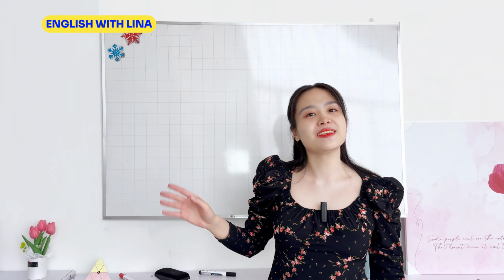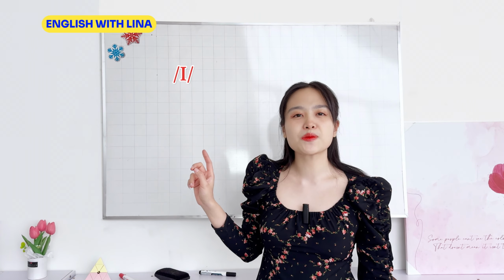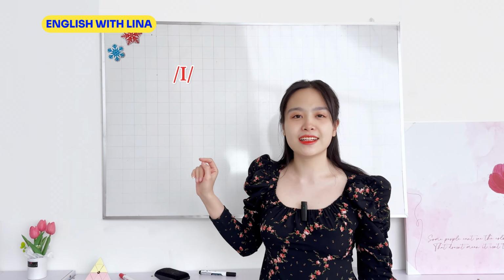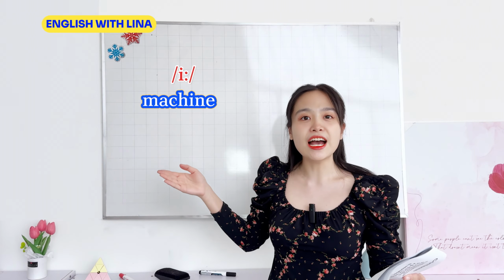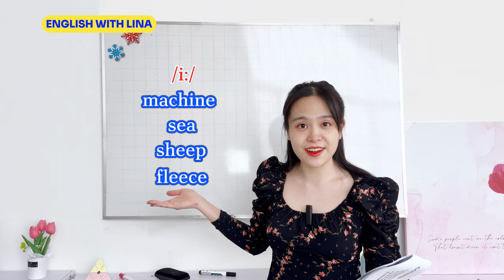Okay, welcome back. So let's start with the first sound. We have E sound, yeah? So first we say I, and the words ship, happy. So it's very short, all right? Next we have long E, yeah? E, okay? Then we have machine, sea, sheep, fleece, all right?